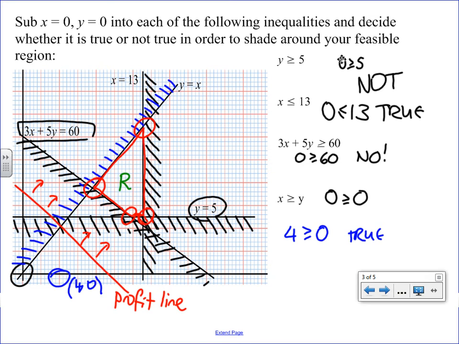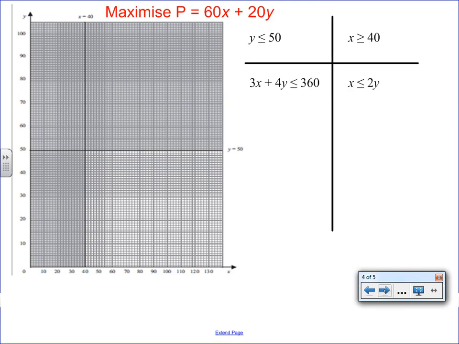Okay, so see if you can do one all on your own. 2 of these have already been done for you. The y less than or equal to 50, that's already been shaded. And x bigger than or equal to 40, that's already been shaded. So we've got rid of the bits that are less than or equal to 40. And we've got rid of all the y's that are bigger than 50. We want to be less than or equal to 50.